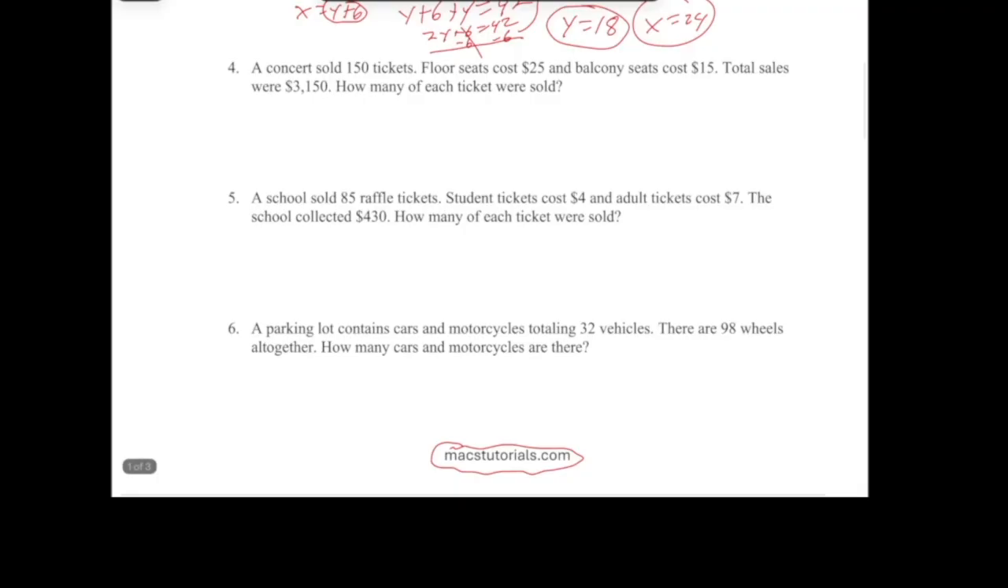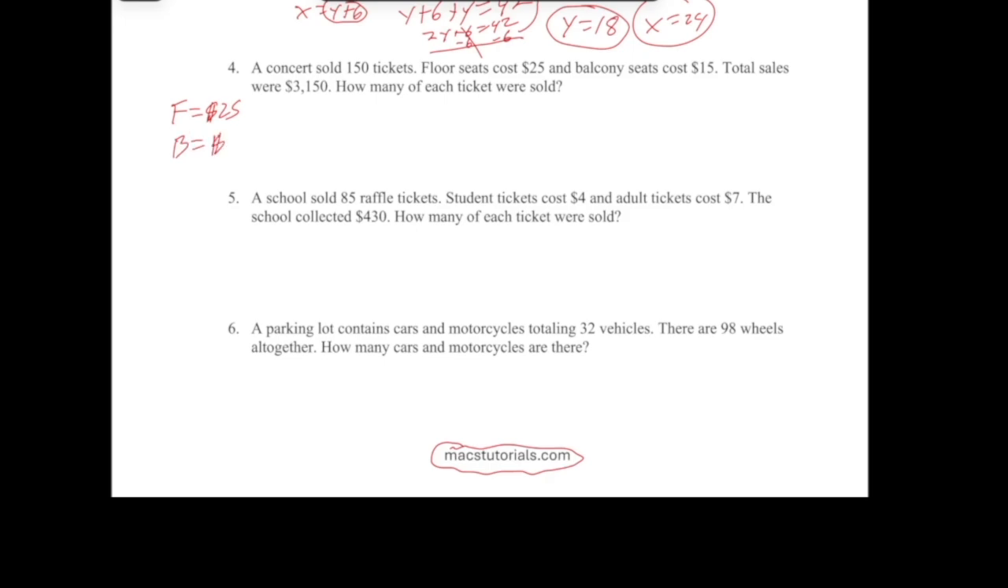A concert sold 150 tickets. Floor seats are $25 and balcony seats are $15. Total sales were 3,150. How many of each ticket were sold? Well, what are the types? There's the floor, and the floor was $25. And there's the balcony. My apologies. And the balcony was $15.